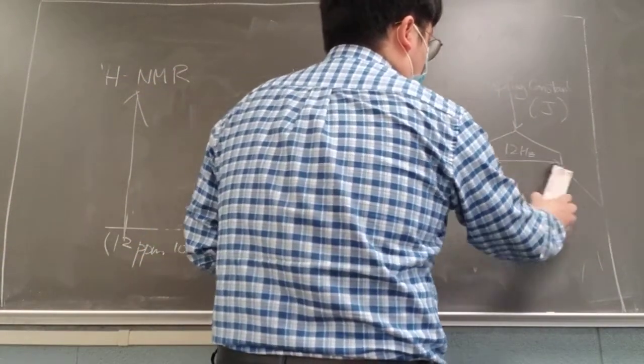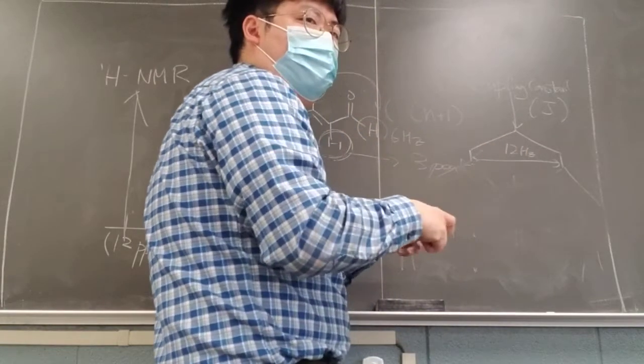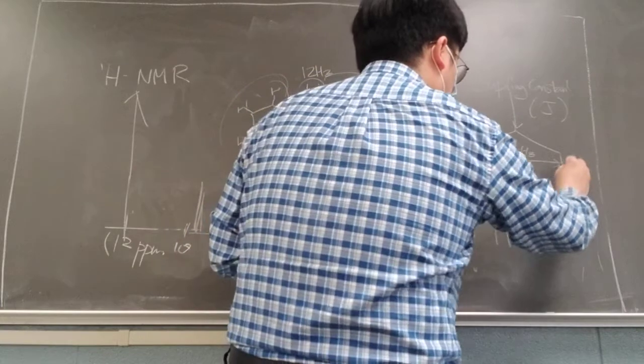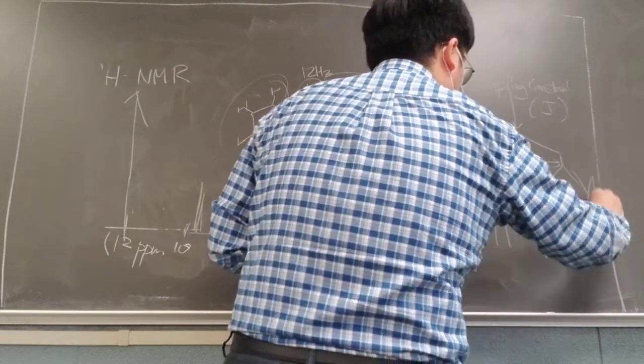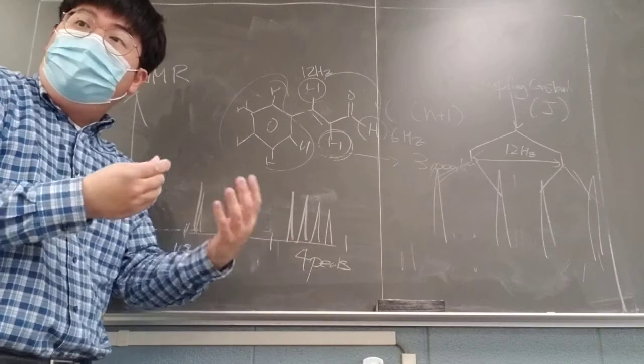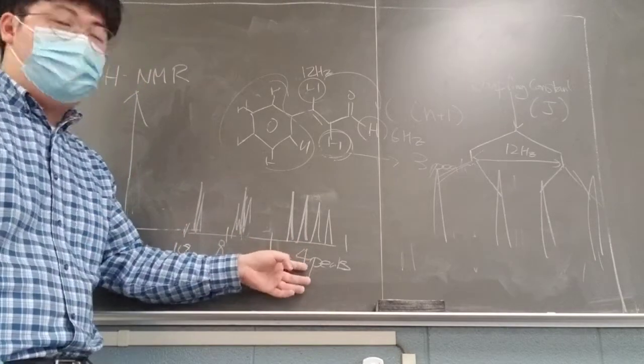So, meaning the middle peaks will not overlap with each other. They're just separated into 2 for each. Okay? So this is why, instead of the 3 peaks we normally know from n+1, it has 4.